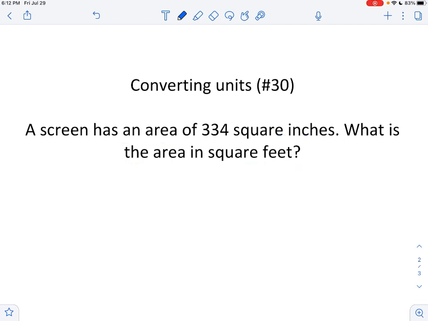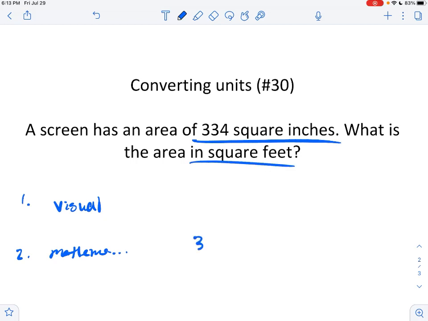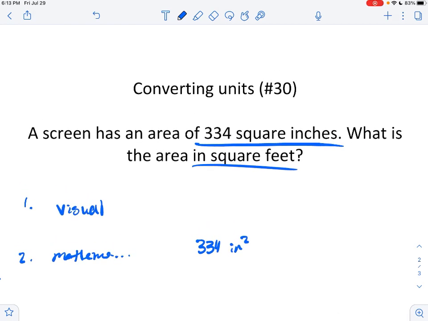There's a couple ways to approach these. There's a visual method, which I'll show you. There's also a correct unit conversion method, like a mathematical method. You get the point. Okay, so a screen has an area of this. What is the area in square feet? So 334 inches squared. If you think about it, 1 square foot, so let's say this line is a foot. This line is also a foot. Actually, let me just draw a square. That might be a smarter thing to do.